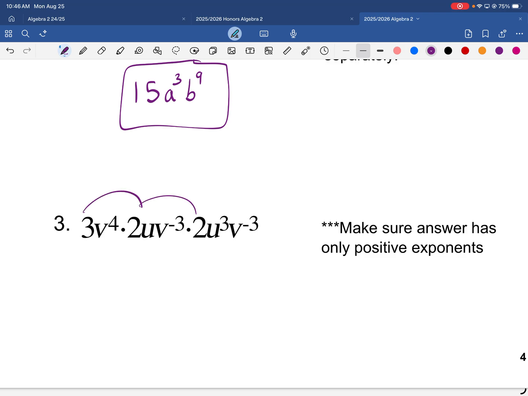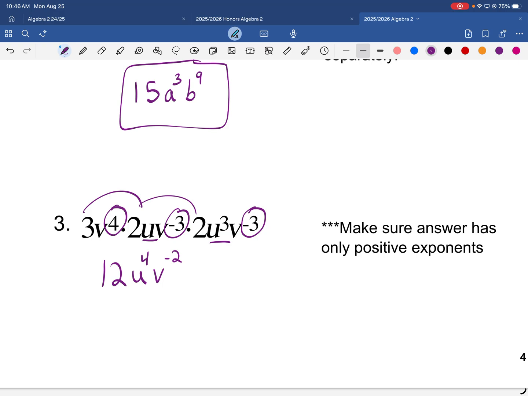Multiply the numbers. 3 times 2 times 2. 12? Try to go alphabetical. We've got U and U. So I'm going to put U next. If you put V next, that's okay. 1 plus 3 is 4. Now the V's. We've got 4 minus 3 is 1. Minus another 3 is negative 2.